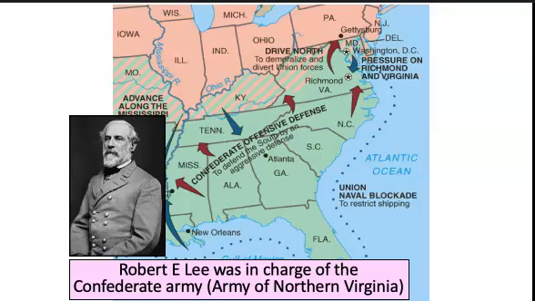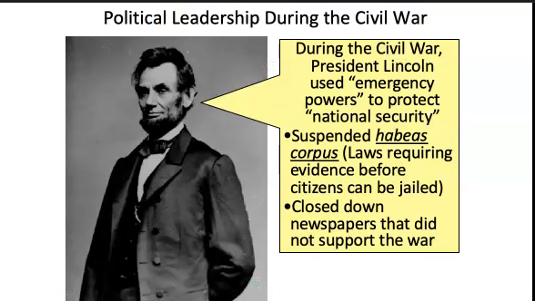He is going to be the best general on the battlefield until the end of the war, when Ulysses S. Grant shows that he is just as good. He also has better lieutenant generals with him, including a guy named Stonewall Jackson, who becomes Lee's right-hand man. Now, during the war, political leadership is also going to be very important.